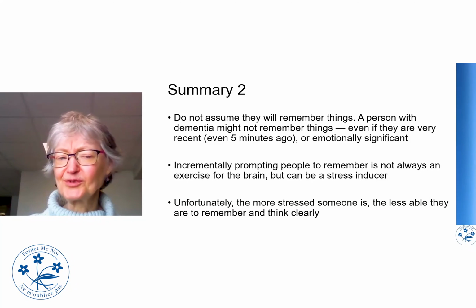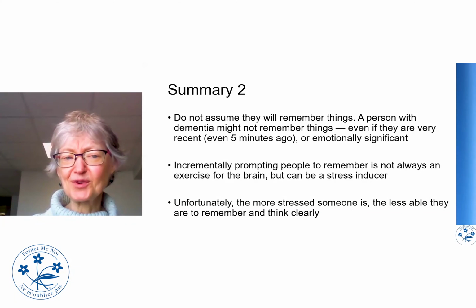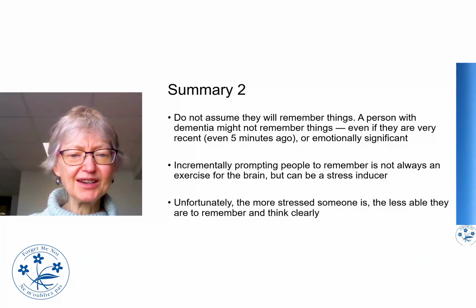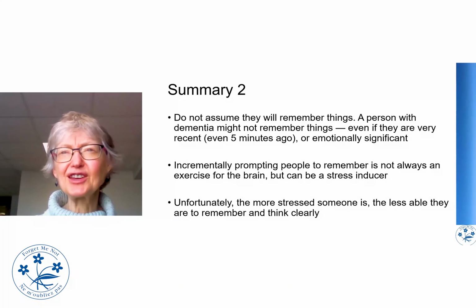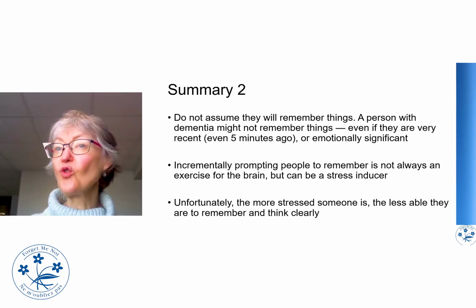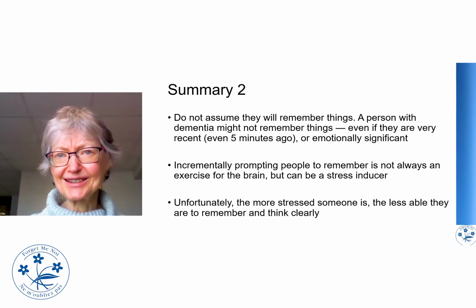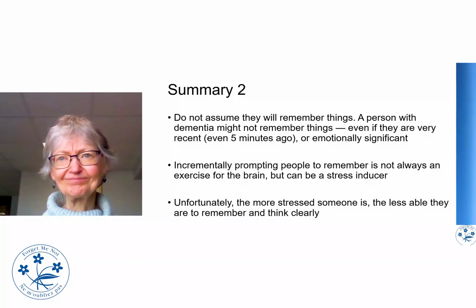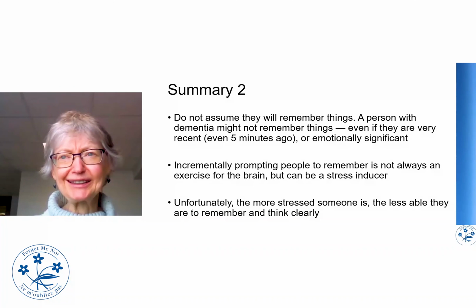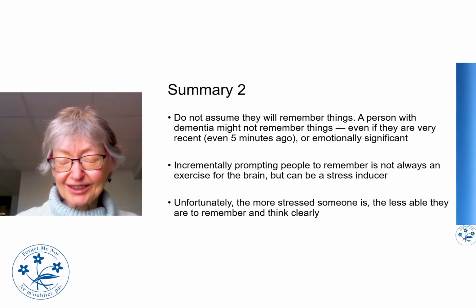Summary 2, don't assume they're going to remember things. A person with dementia might not remember things, even if they are very recent, even if they are 5 minutes ago, or even if they are emotionally significant. Incrementally prompting people to remember is not always an exercise for the brain. It can be a stress inducer. And unfortunately, the more stressed someone is, the less they're able to think clearly and remember.